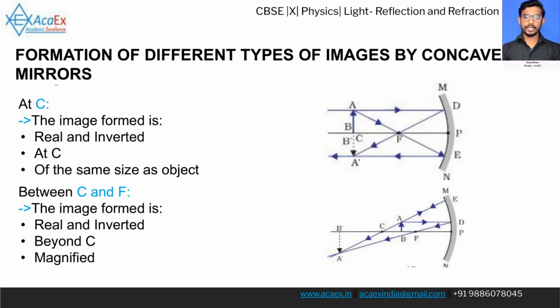Image formation by concave mirrors. Part 2. Object at C. The image is formed at C, is the same size as the object, and is real and inverted. Object between C and F. The image is formed beyond C, is magnified, and is real and inverted.